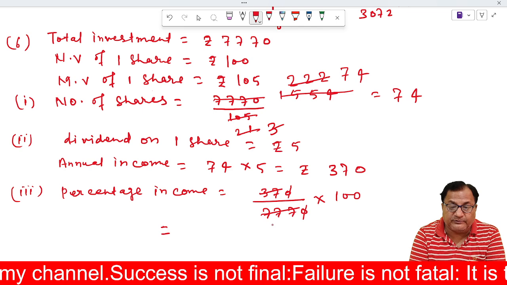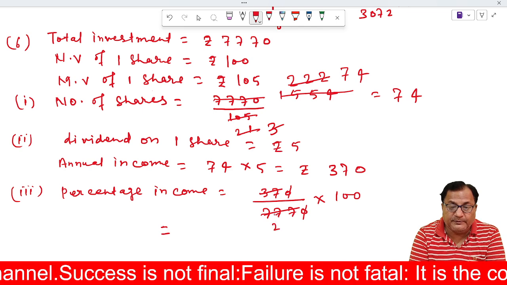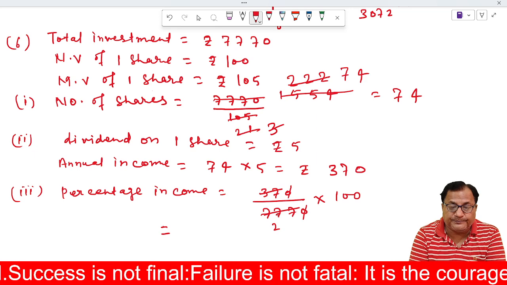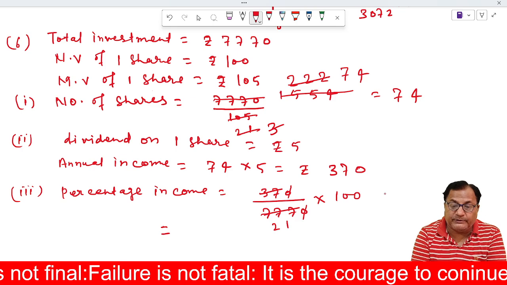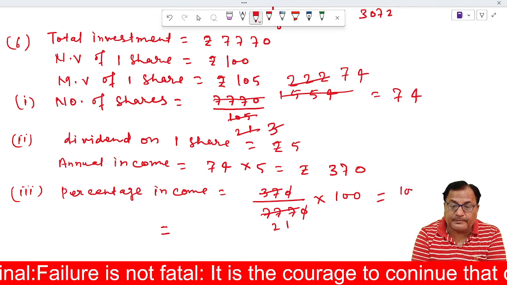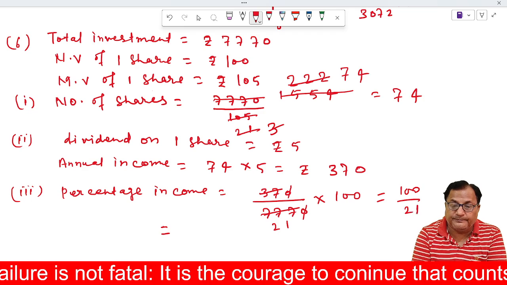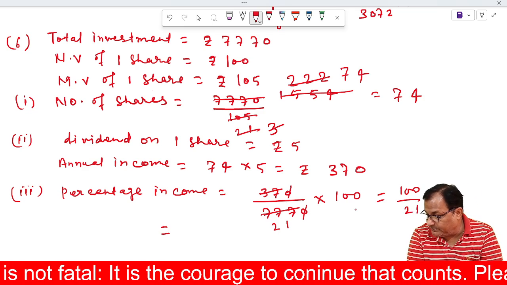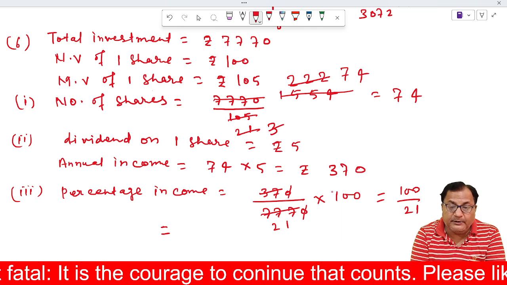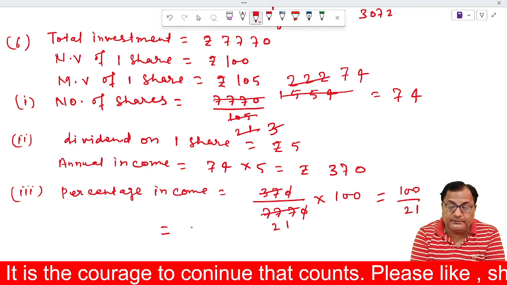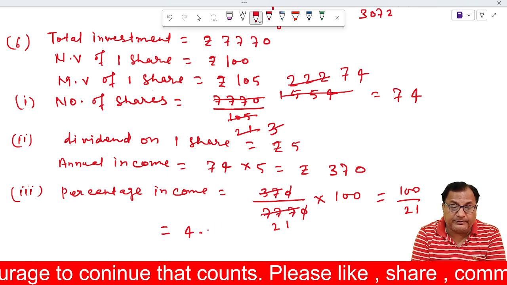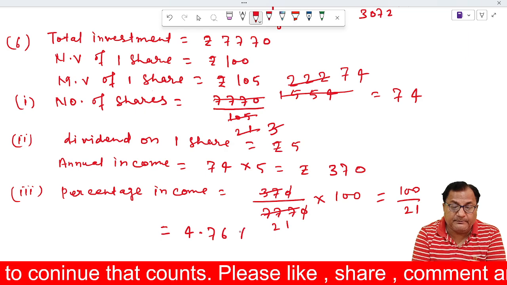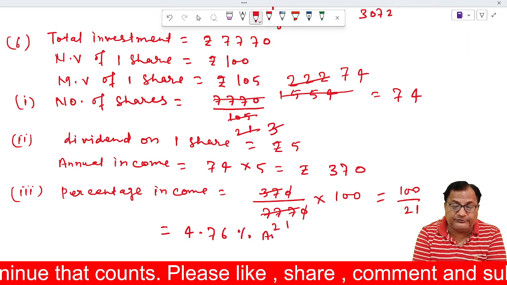7 plus 74, 100 by 21. So if we add this, then we will get 4.76%. This is the answer.